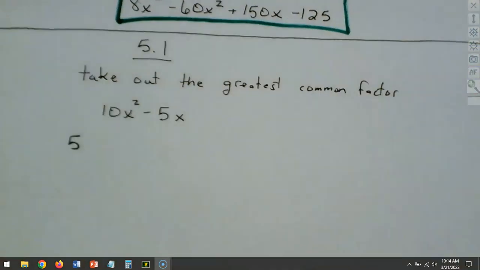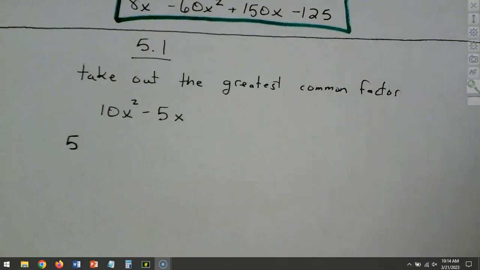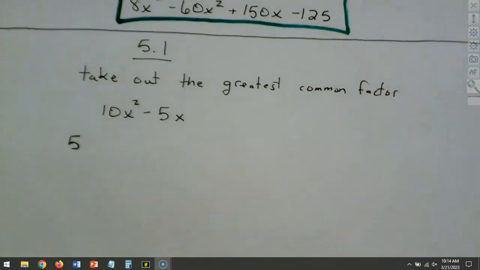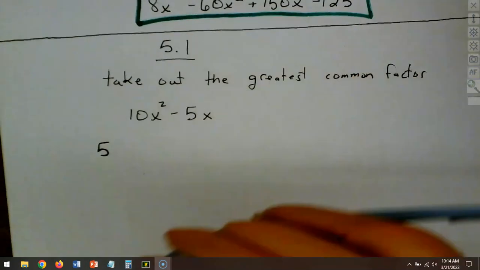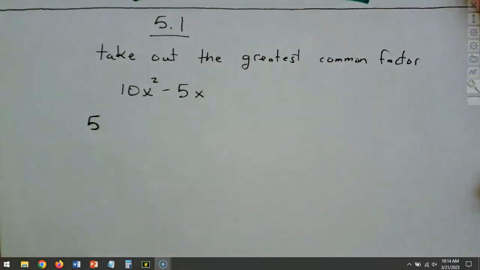And then we look at the variables. Now these both have the variable x. And you always take out the smallest power. So this is an x squared. And this one's just an x. So we're going to take out a 5x.